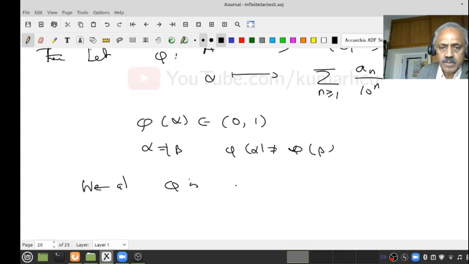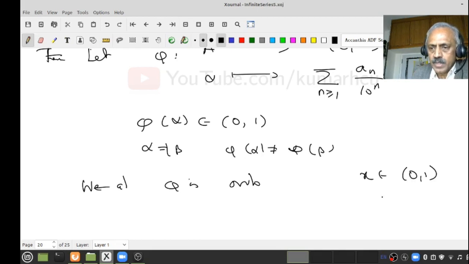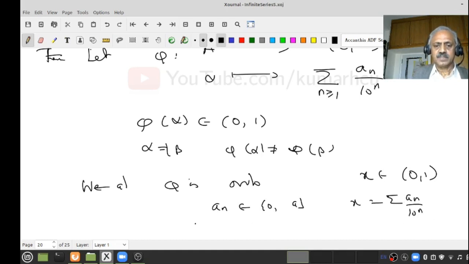We also saw phi is onto, that is, given any x in (0,1), I have a_n in 0 to 9, so that x is the summation of a_n by 10 to the power n, and so that these a_n satisfy the conditions. If you think of alpha as (a_n), then alpha belongs to our set A, that we had already seen. This completes the proof.